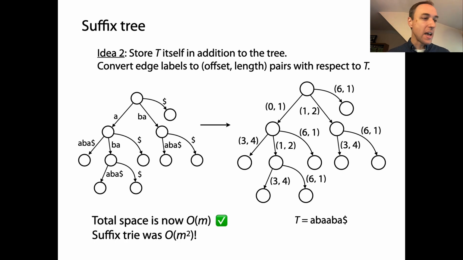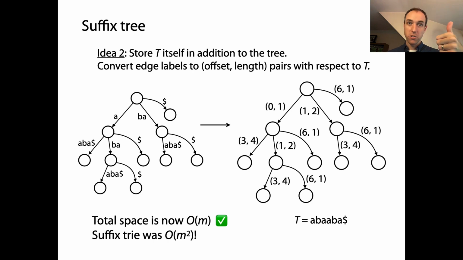And so with that, the total space is now big O of m. We need big O of m things, let's say machine words, in order to represent this suffix tree data structure. Okay, it is now a suffix tree. We've now made it all the way to the point where we can call this thing on the right a suffix tree.